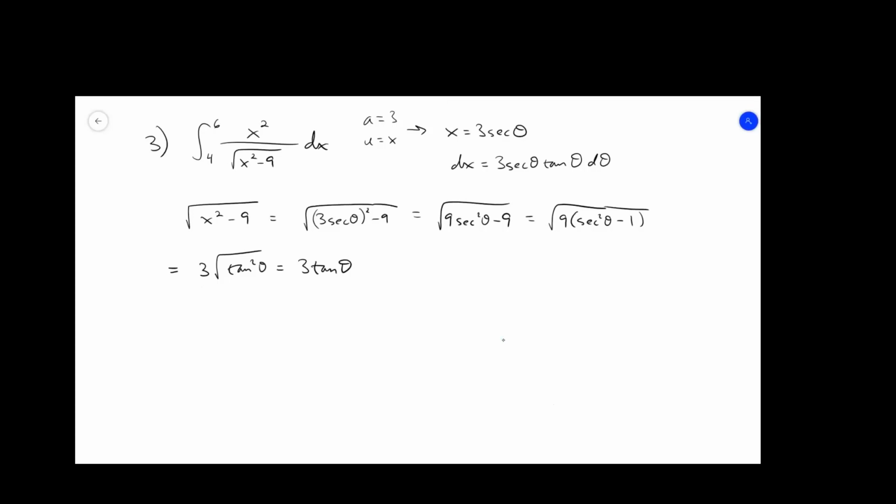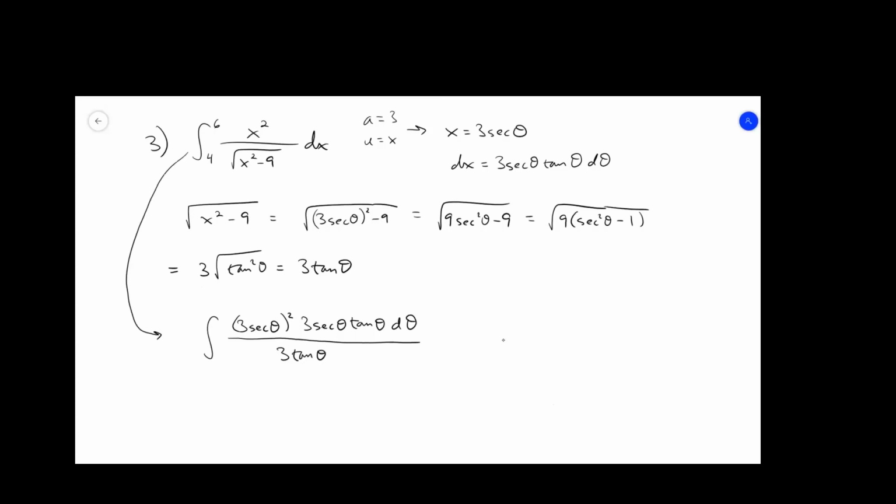Okay, so now let's see what happens to the integral with all this. We're going to get x squared on the top, that's 3 secant theta squared, dx is 3 secant theta tangent theta d theta, all this divided by what we just said the denominator is going to become, 3 tan theta.